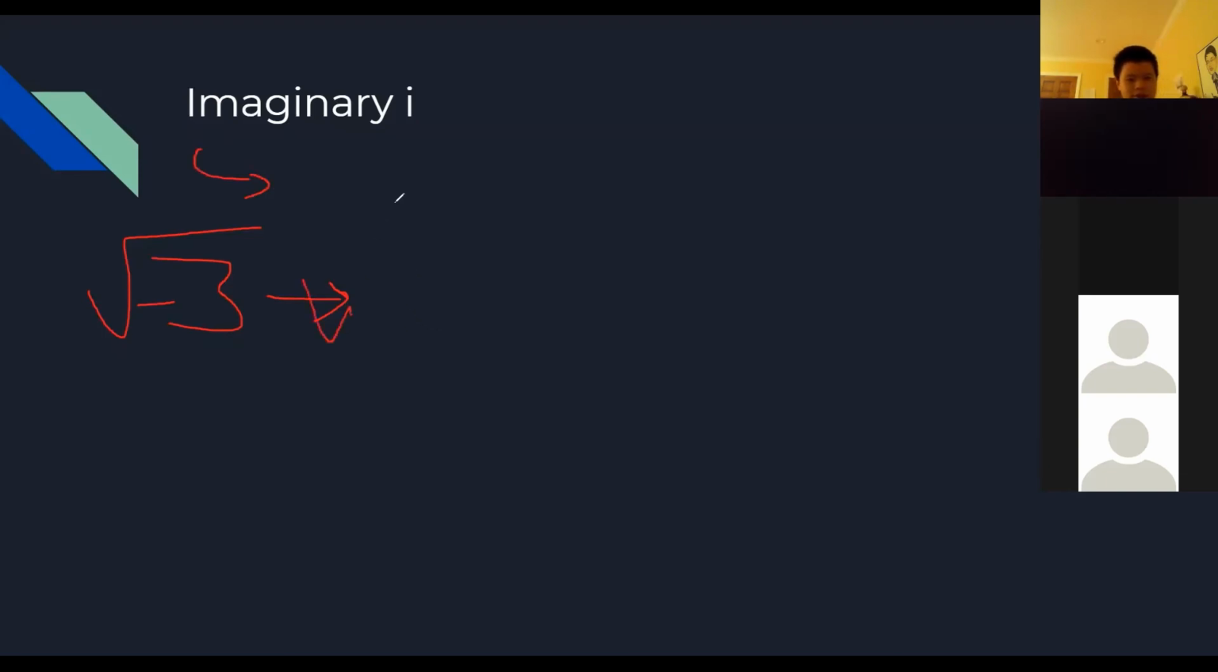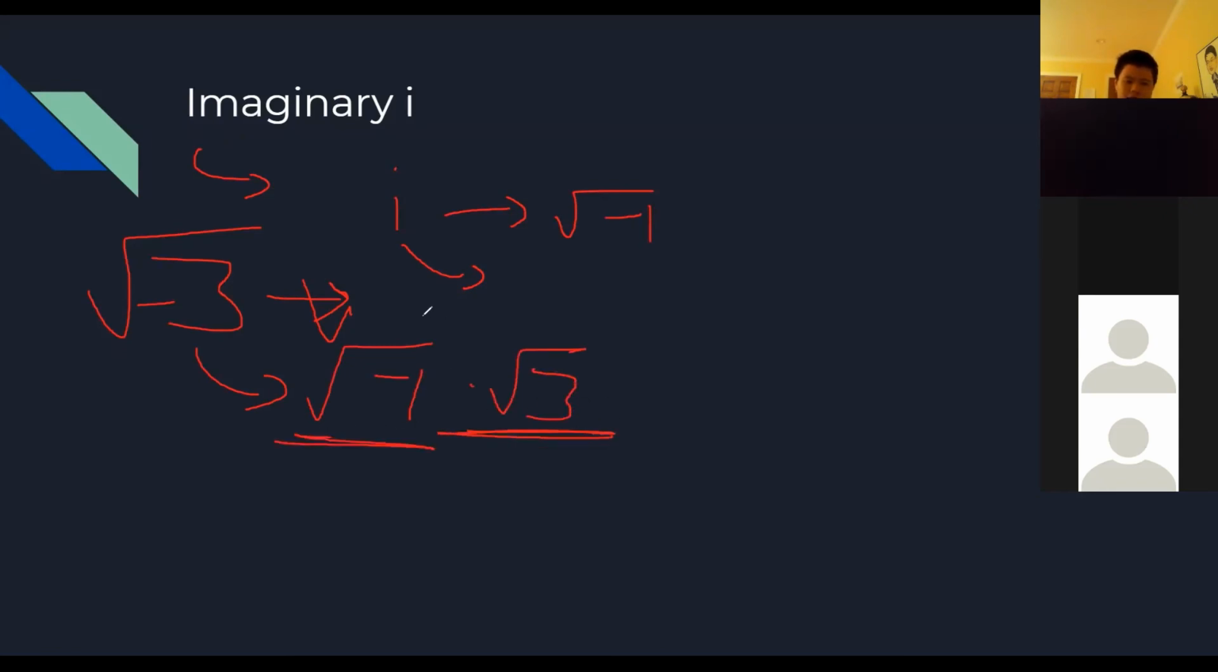So i, by definition, is the square root of -1, but i isn't actually a real number. That's why it's called imaginary. It doesn't actually exist. So let's take square root 3. Radicals times each other: square root 2 times square root 2 isn't 4, but square root 4 is 2. So you can multiply radicals together. This is real because it's just radical 3. This is i. So square root 3 times i.